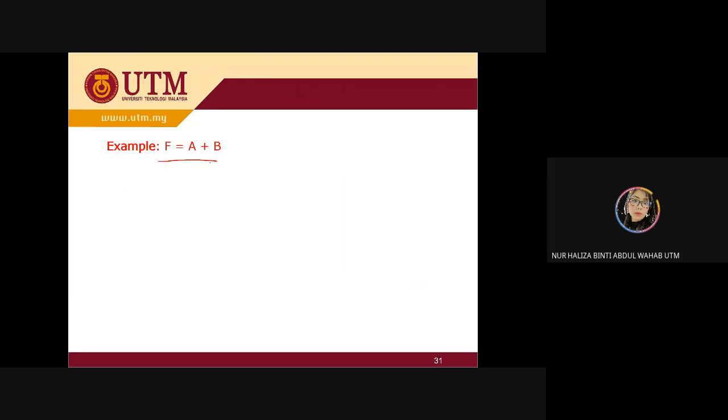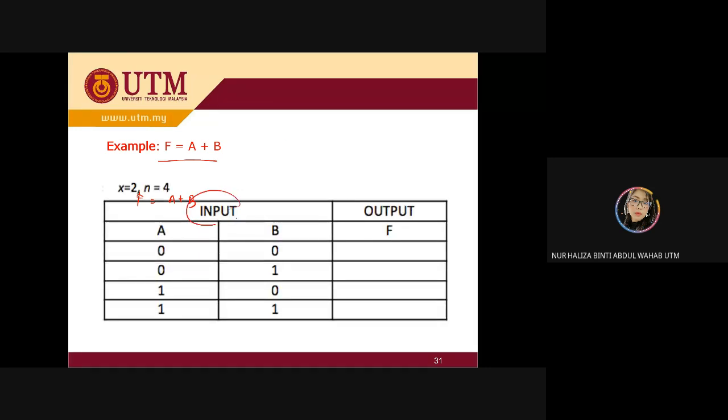Now for example, you have F equal to A plus B. How will your truth table look like? You're going to have inputs A, B, and you have 0 0, 0 1, 1 0, and so on. This is your possibilities, where X is 2. This is input 1, this is input 2. And you're going to have 4 as the number of possibilities. And how will your output look like? This is your OR gate. That's why for your OR gate you will get 0 1 1 1.